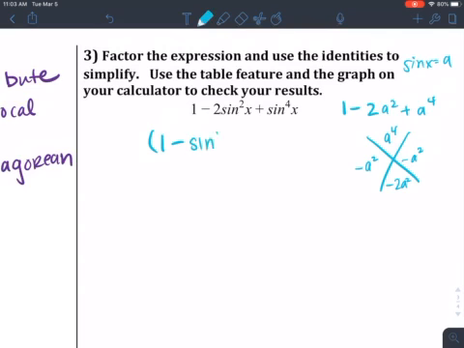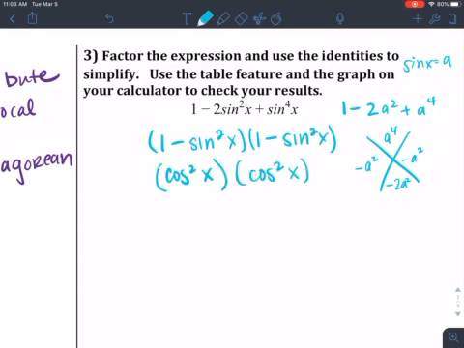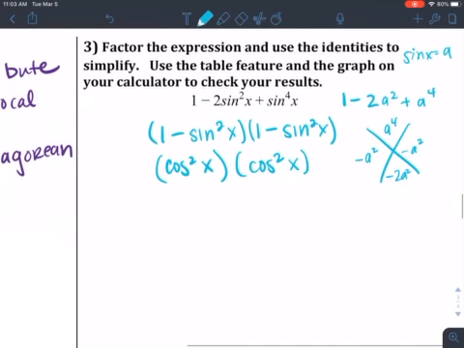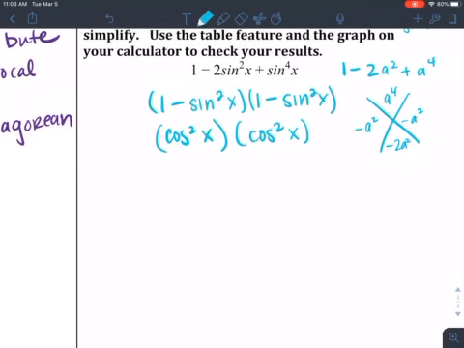sine squared of x times 1 minus sine squared of x. This is a perfect square trinomial. What does 1 minus sine squared x equal again? Yeah, this, cosine squared x. So both of these can be replaced with cosine squared x. And then just multiply those together. I have 4 cosines being multiplied together, so we have cosine to the 4th x. And that's it. We're done.